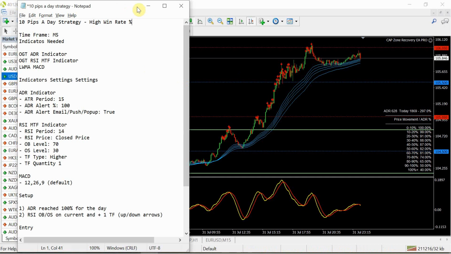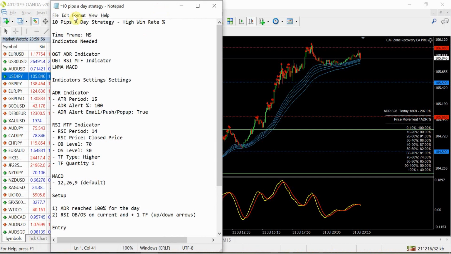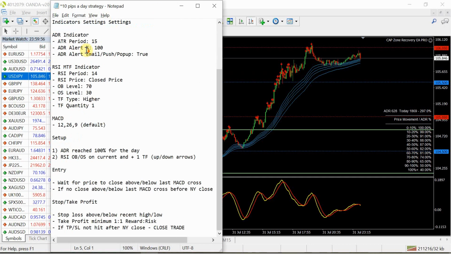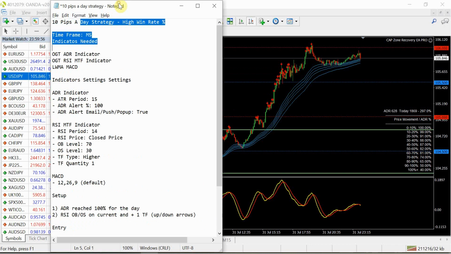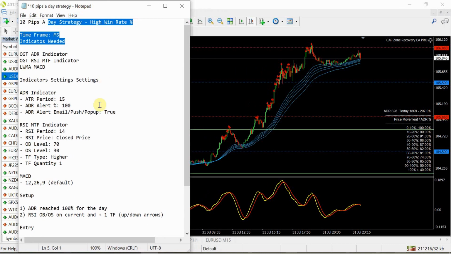So what I've got here on the screen is this notepad file which has all the information that I'm going to walk you guys through with some examples on the charts, and I'll put all this information in the description so you've got it and you know what the indicator settings are.